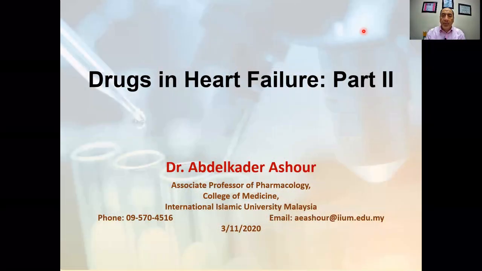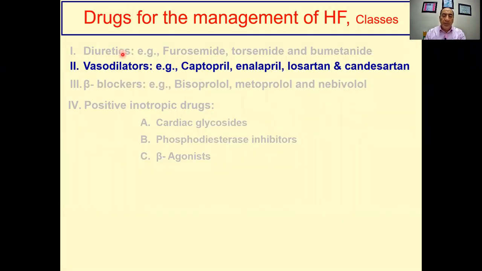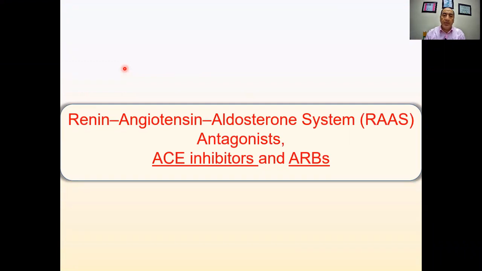Well, in this part of drugs in treatment of heart failure, we are going to discuss ACE inhibitors and angiotensin receptor blockers, their beneficial effects and mechanism of actions, as well as beta blockers and their mechanism of action. We talked before about diuretics. Today we are going to continue our talk about vasodilators with a specific attention to the renin-angiotensin aldosterone system antagonists, namely ACE inhibitors and angiotensin receptor blockers.